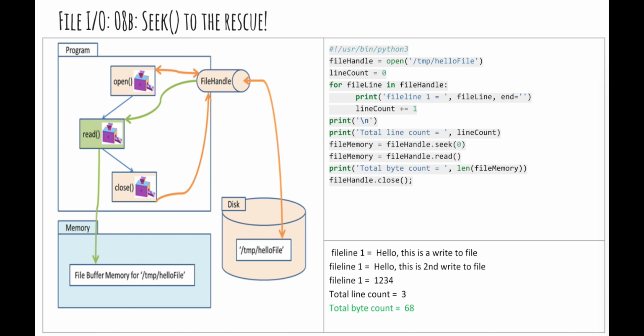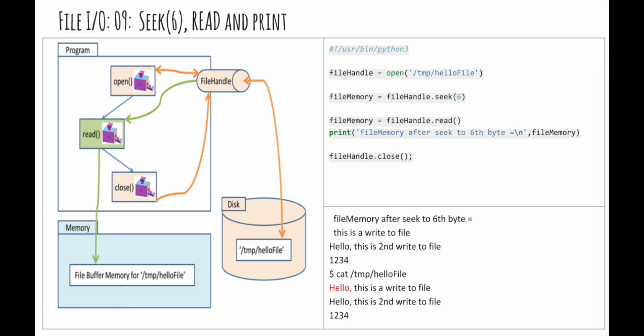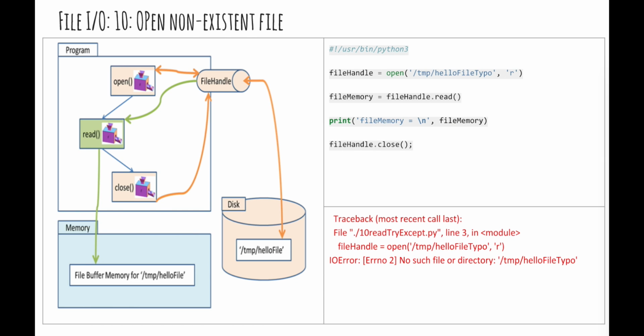This program is exactly the same as in the previous slide, with the only difference being that we call the seek function with an offset of 0 so that the file pointer is set to the start of the file. Now when we perform read on the file handle, we get the data starting from the start of the file, and hence the file byte count shows correctly as 68 bytes. Extending the previous example, if we perform a seek with an offset of 6 bytes, and then do a read of the file, then we get data starting at the 6th byte, as evident from the print of the memory buffer. As we come to the end of the file I/O module, let's see how we can handle errors gracefully.